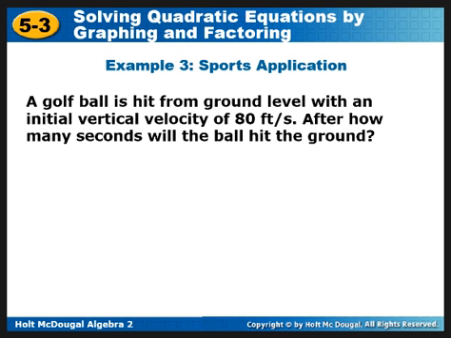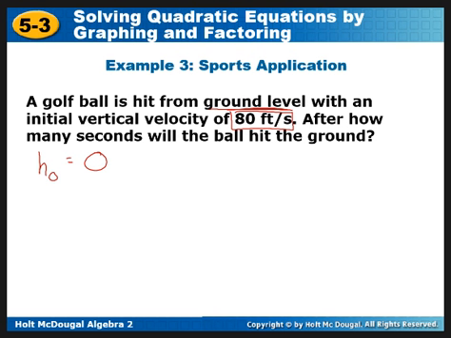Okay, so what I'm looking at here is a golf ball is hit from ground level. Ground level right away is kind of a dead giveaway that my initial height is 0. We have an initial velocity of 80 feet per second. After how many seconds will the ball hit the ground? Now, don't make this harder than it has to be. We've been working on solving by factoring, so we're going to solve this by factoring.